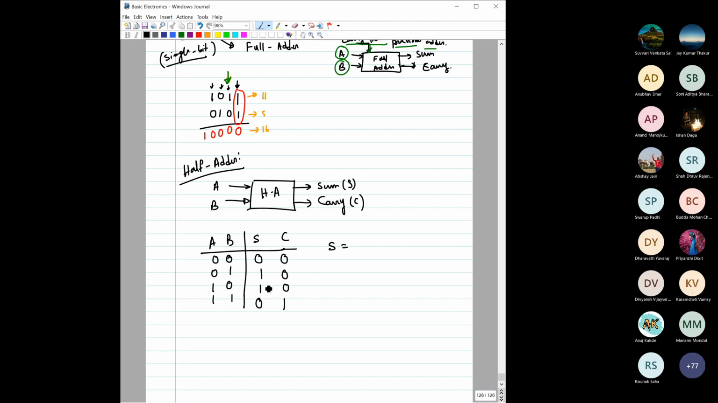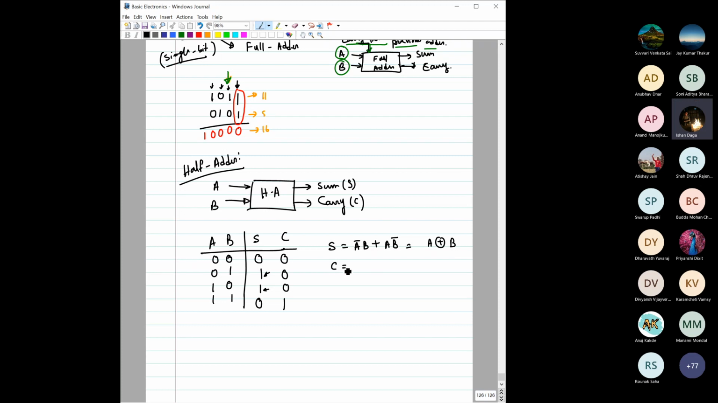So this S is 1 for the value of A 0, B 1. So that means we can write it as A bar B, isn't it? And for this term, it is A B bar, right? We are writing in terms of the sum of product form or sum of min terms, as we have written earlier. So this is the sum, and you can clearly see this is nothing but A XOR B, right? And we cannot further minimize it.